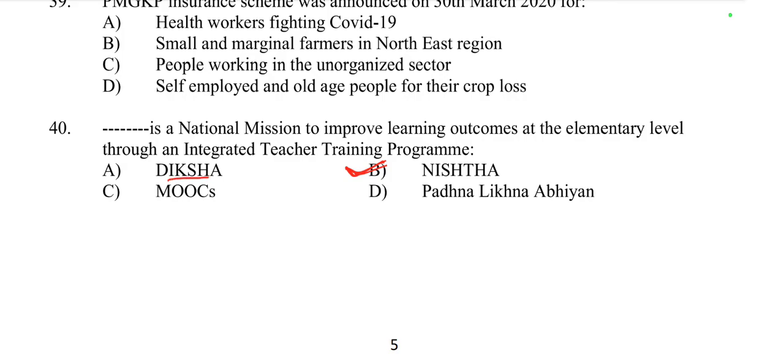Then what is the full form of Diksha? Diksha is a platform designed to provide digital resources and training materials for teachers to improve their teaching practices and learning outcomes. The full form of Diksha is Digital Infrastructure for Knowledge Sharing. Then MOOC, Massive Open Online Course. Then Padhna Likhna Abhiyan. So here option B is right.